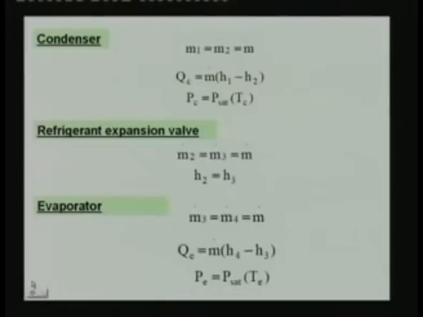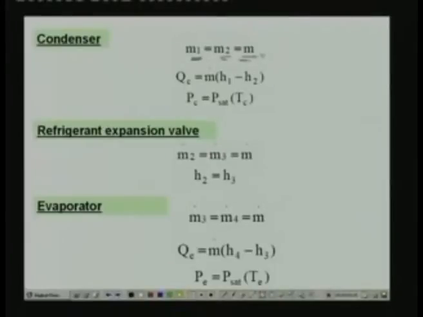Let us begin with the condenser. Only pure refrigerant vapor enters the condenser, with 1 as the state point at the inlet and 2 as the state point at the outlet. So m dot 1 is the mass flow rate into the condenser and m dot 2 is the mass flow rate out of the condenser. They should be equal because it is under steady state. This is nothing but the refrigerant flow rate, because only pure refrigerant enters the condenser. So the mass balance is very simple: m dot 1 is equal to m dot 2 is equal to m dot.